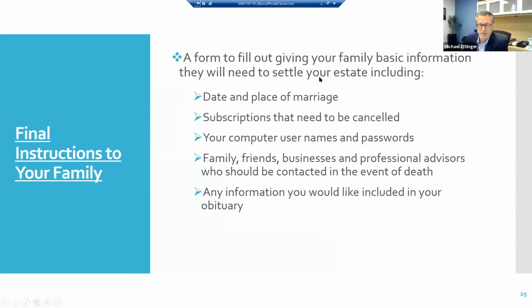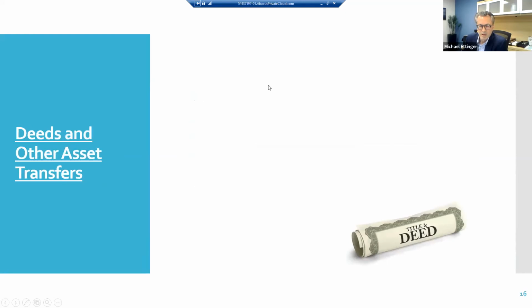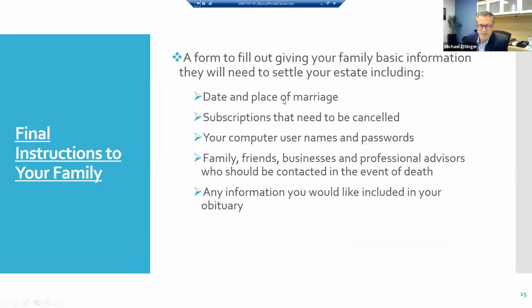Here we have a form for you to fill out, giving your family basic information you need to settle your estate, including if you're married, date and place of marriage, subscriptions that need to be canceled, computer usernames and passwords, very important. Family, friends, businesses, professional advisors who should be contacted upon your death, anything you want to include in your obituary. You know, I call this the guide to the perplexed. If you've done all this work, that's going to make it much easier for them. And we also have a checklist: contact Social Security, contact the post office, etc.